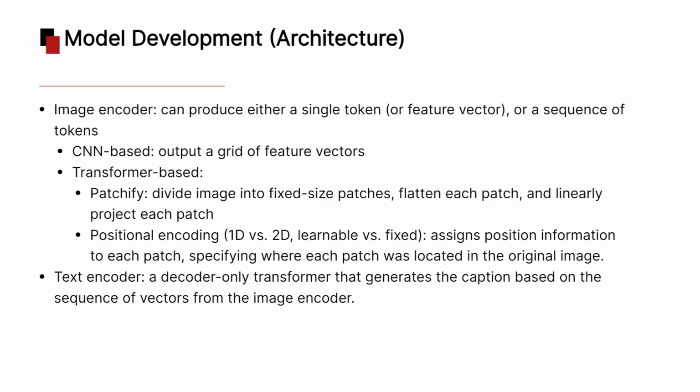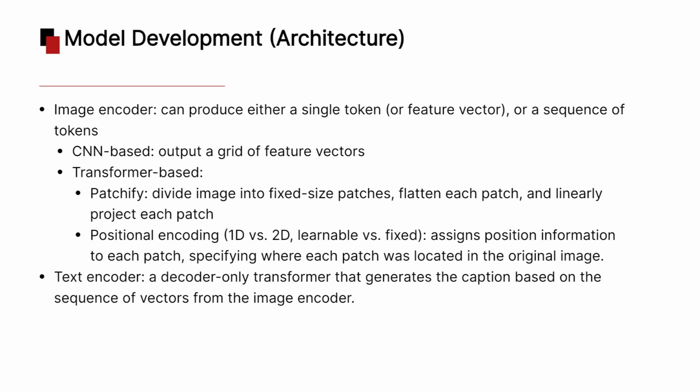In the image captioning model, the architecture typically follows an encoder-decoder design, where the image encoder extracts meaningful visual features, and the text decoder generates the caption based on those features. Starting with the image encoder. There are two popular types of encoders. One is CNN-based encoders, which process the image and output a grid of feature vectors representing different spatial regions. This grid preserves the spatial structure and allows the decoder to attend to specific parts of the image when generating each word. The other is transformer-based encoders, which treat the image differently.